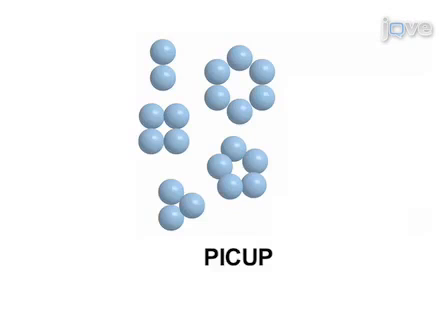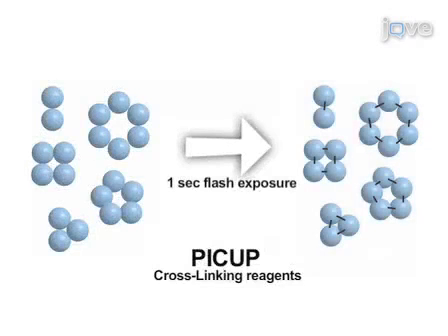This method involves the exposure of disaggregated and solubilized amyloidogenic peptides to cross-linking reagents and a 1-second pulse of intense light to covalently link dimers and oligomers. The oligomer size distribution can then be analyzed via standard biochemical techniques.